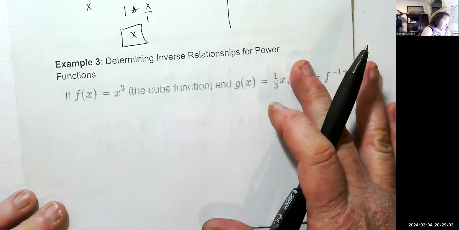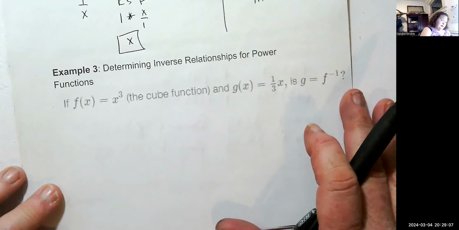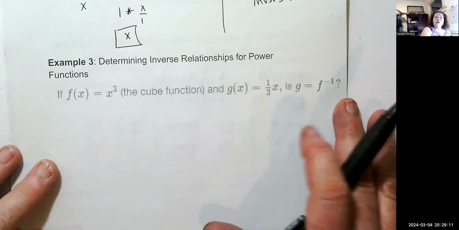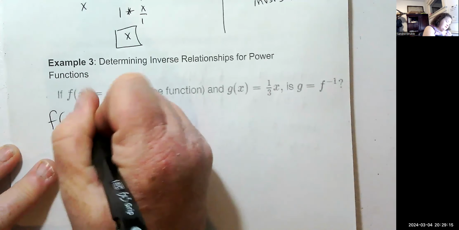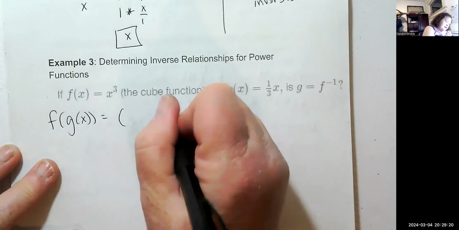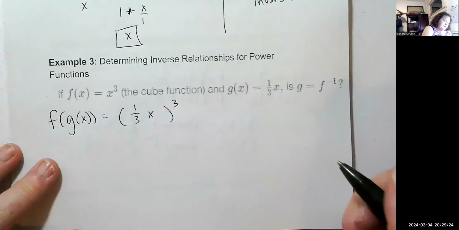Let's go to example 3. We've got two functions with the cube root, and g is 1/3 x, and we want to know if they are inverses. So I'm going to take f of g of x, and that is taking x is right here and it's cubed. g is 1/3 x. Okay.